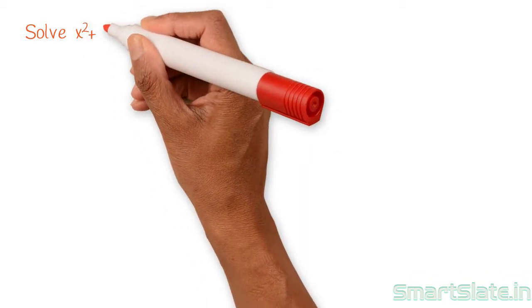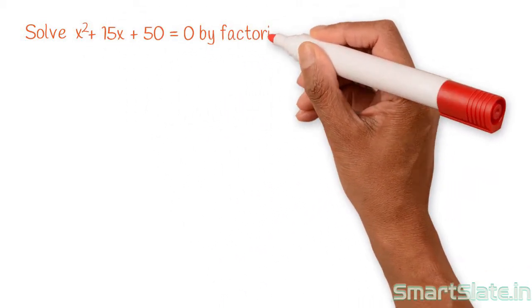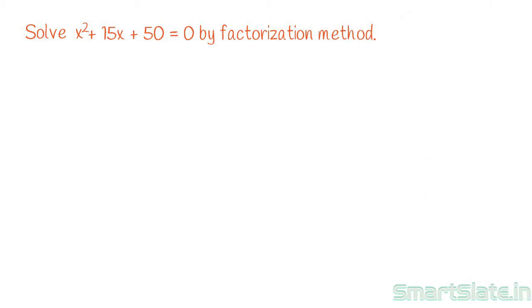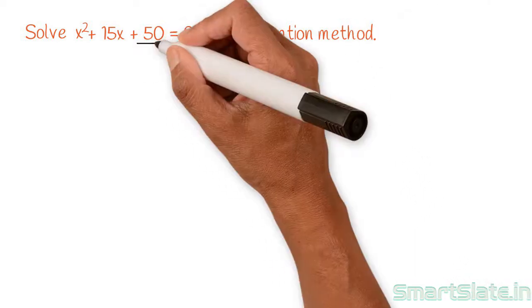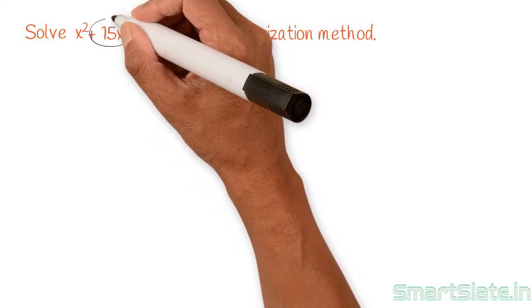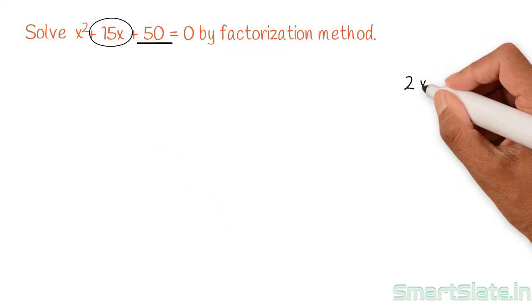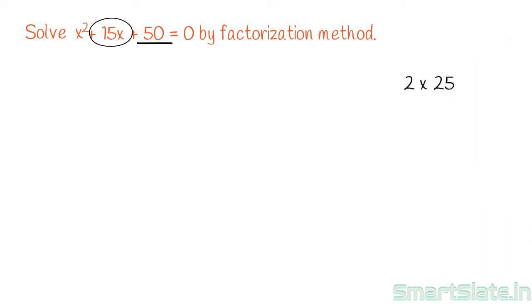Solve x square plus 15x plus 50 equal to 0 by factorization method. We have to find two terms whose product is 50 and addition is 15. Consider the factors 2 into 25. Even though the product is 50, the addition is not 15. So, consider another factor. 3 is not a factor. 4 is also not a factor of 50. So, consider 5. 5 into 10 is the factor of 50 and addition gives 15. So, our two terms are 5 and 10.